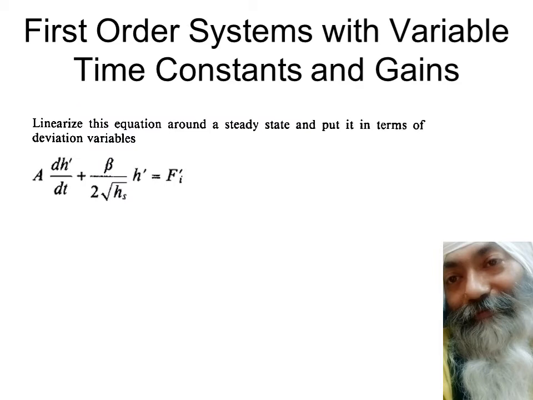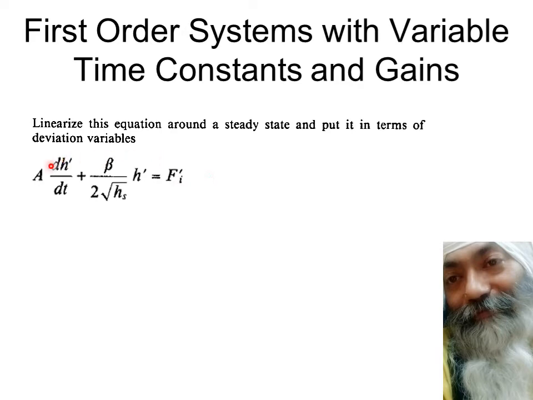That's what we're going to see, how it turns out. Once we linearize this equation around the steady state, we put it in terms of deviation variables. This term comes out to be beta upon 2 times under root hs. I am repeating here, this hs is the level or the height of the liquid in the tank at steady state. This hs is constant, and in deviation terms this term comes out to be h dash. So this is what the value after linearization comes out to be.